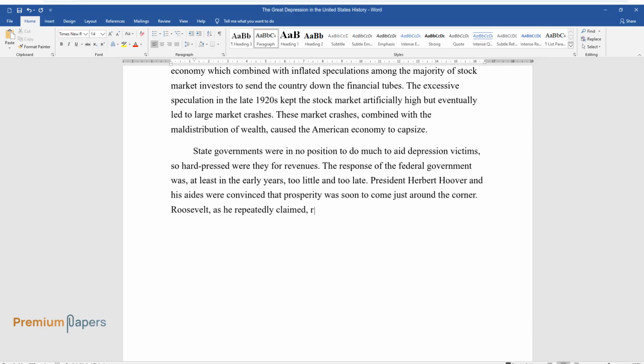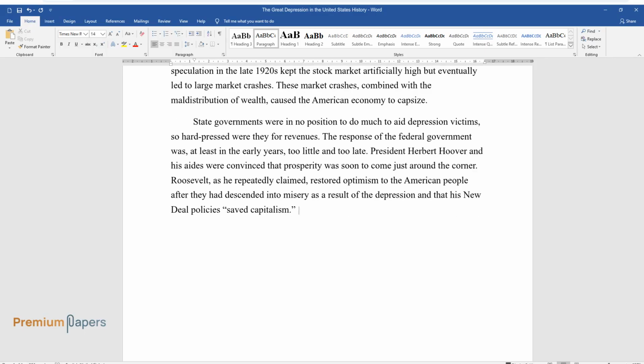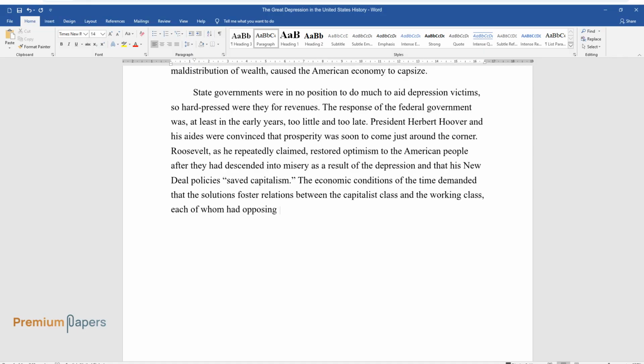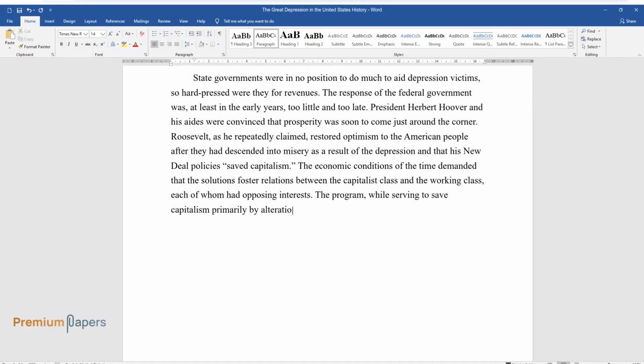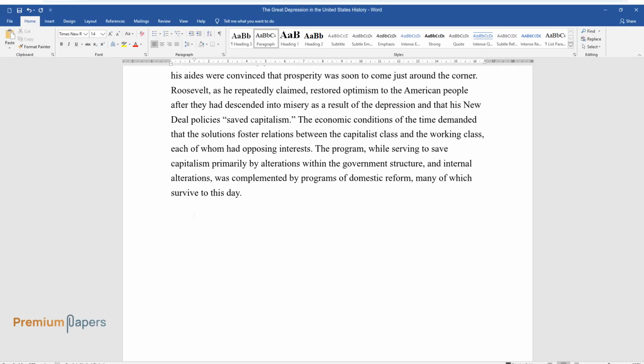Roosevelt, as he repeatedly claimed, restored optimism to the American people after they had descended into misery as a result of the Depression, and his New Deal policies saved capitalism. The economic conditions of the time demanded that the solutions foster relations between the capitalist class and the working class, each of whom had opposing interests. The program, while serving to save capitalism primarily by alterations within the government structure and internal alterations, was complemented by programs of domestic reform, many of which survive to this day.